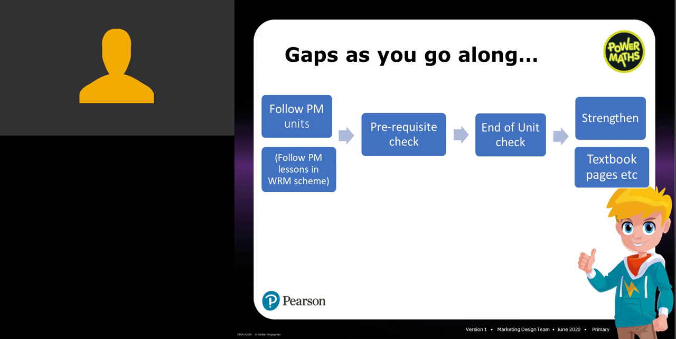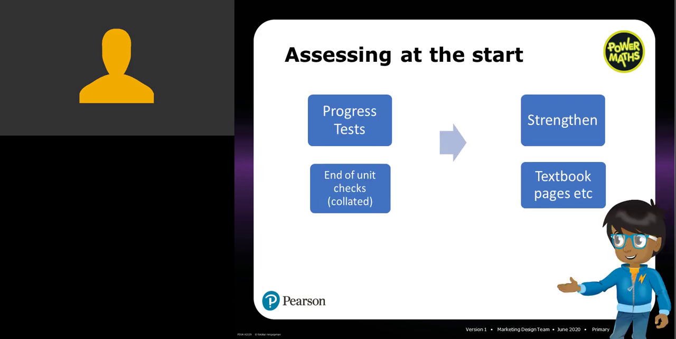And next, I'm just going to move on to what you could potentially do at the start of the year, because a lot of teachers have said to us, how can we baseline at the beginning of the year to understand children's strengths and weaknesses? The obvious thing in Power Maths are the progress tests. Now, these are photocopiable books. They're not in the subscription, but they're the obvious thing that you could use in that scenario.